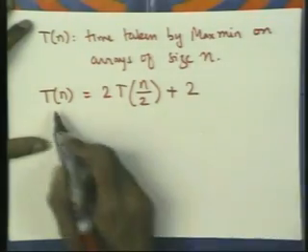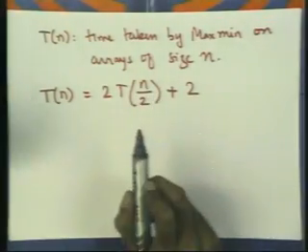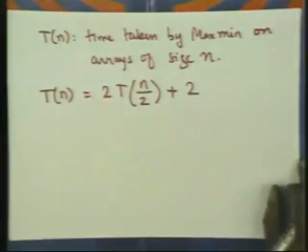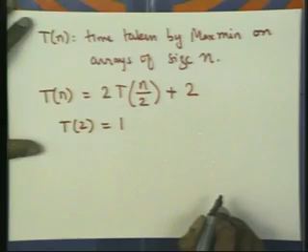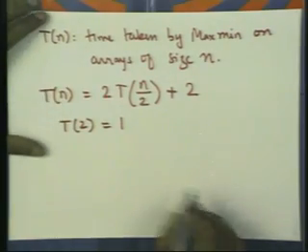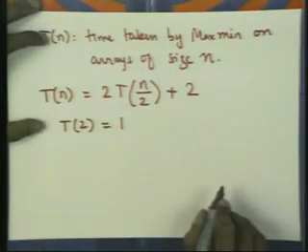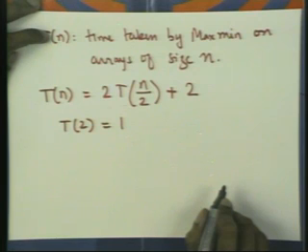Well, if n is odd, I would have a ceiling and floor somewhere, but let's not worry about it for the time being. Let's assume that n is even. You can assume n is a power of 2 if you want. We also know that T2 is 1. If I have two elements, I can find it in one comparison. So what's the solution to this recurrence?